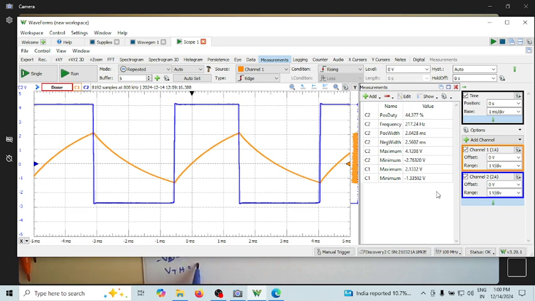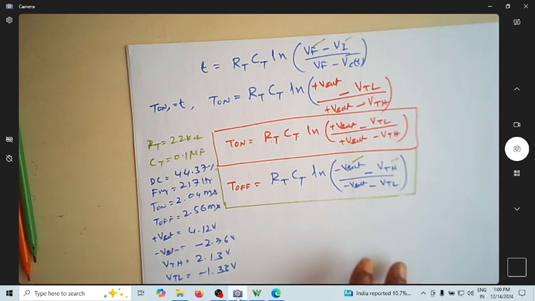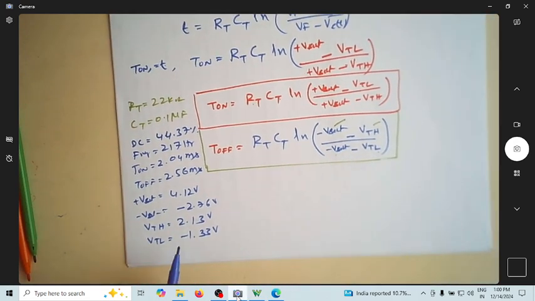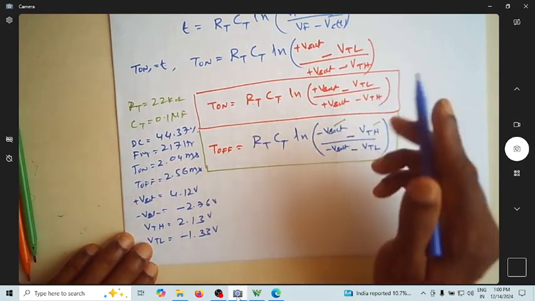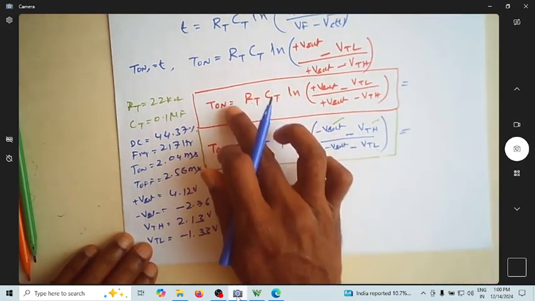And what is VTH? VTH is your C1 max, it is 2.13 volt, and VTL, that is C1 minimum, is minus 1.33 volt. So these are my readings that I got from the screenshot. Let me substitute all these values and find T on and T off using the equations.